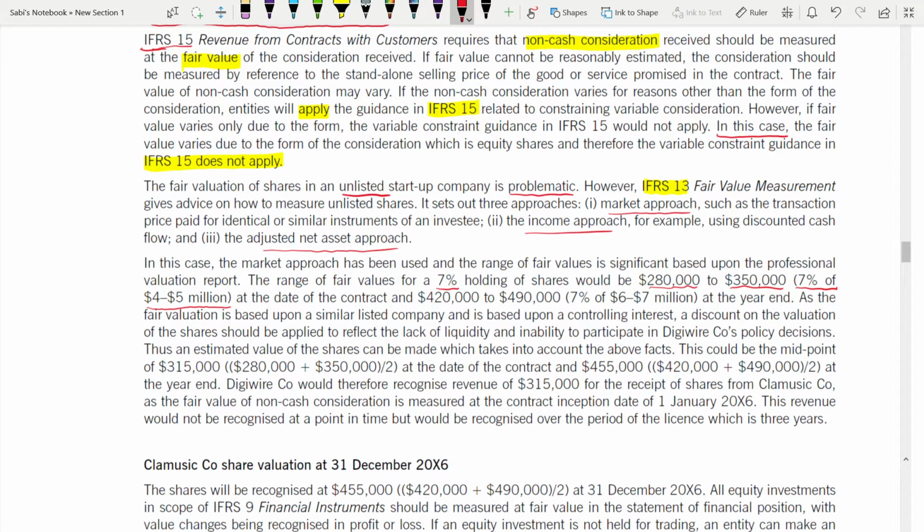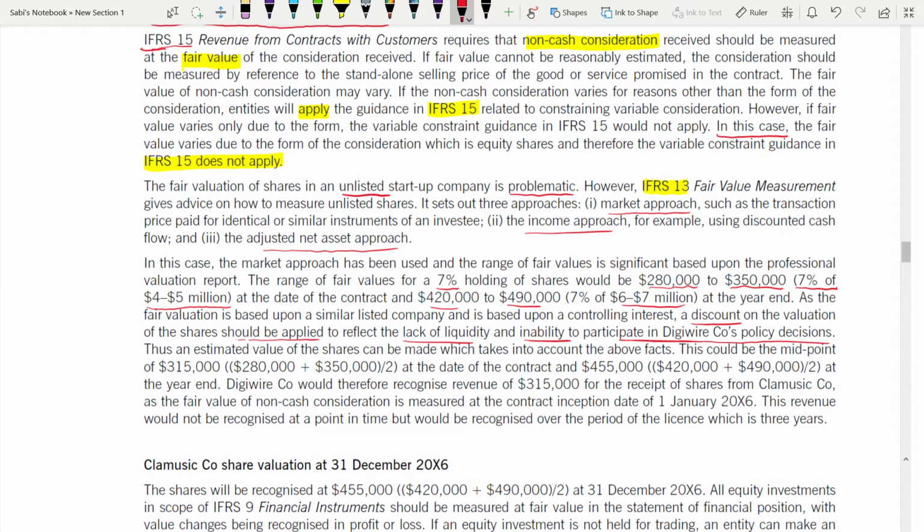Okay, and at the date of contract and this. Because later they have changed the valuation from 6 to 7 million. 7% of 6 is 420, 7% of 7 is 490. At the year end it is changed. As the fair valuation is based upon a similar listed company and is based upon a controlling interest, a discount on the valuation of the share should be applied. A discount should be applied to reflect the lack of liquidity and inability to participate in DGY's policy decisions.